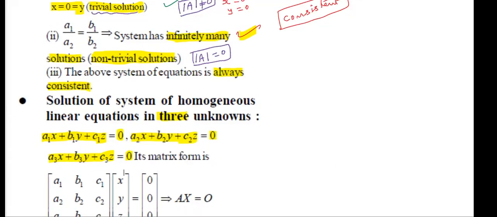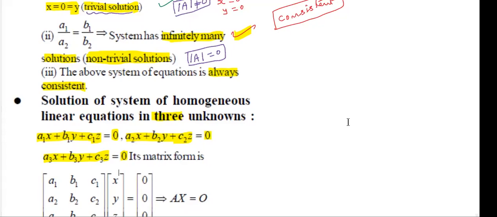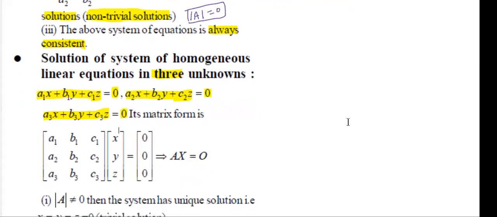Matrix equation form AX = 0. A is called the coefficient matrix. X is called the variable matrix. The right side is called the null matrix. Okay, this is the coefficient matrix, this is the variable matrix, and this is the null matrix.